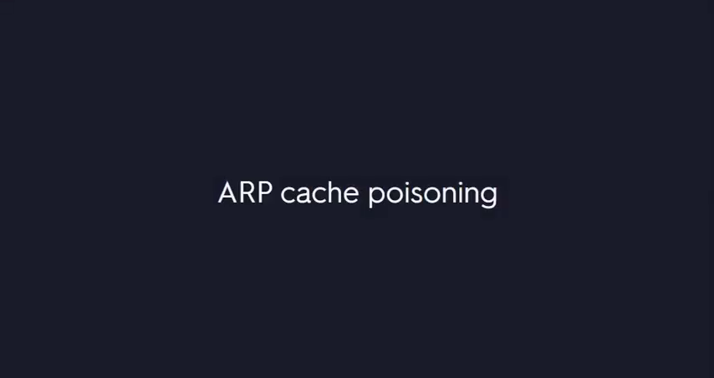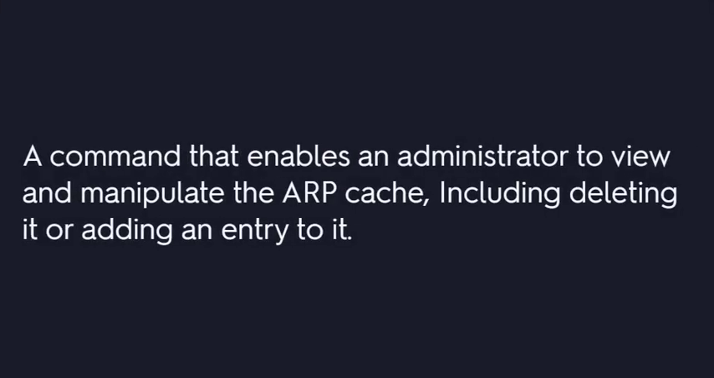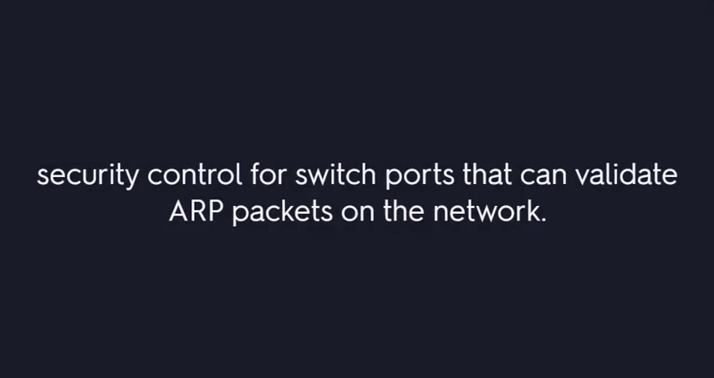ARP cache poisoning. A command that enables an administrator to view and manipulate the ARP cache, including deleting it or adding an entry to it. ARP utility. Security control for switch ports that can validate ARP packets on the network. ARP inspection.